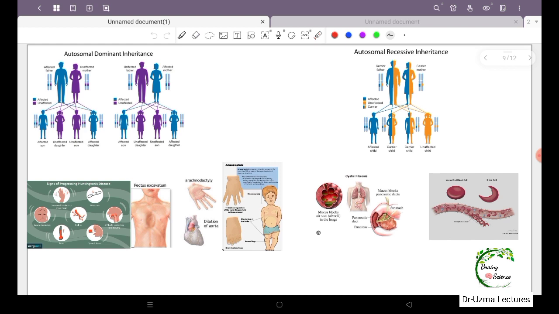In autosomal recessive inheritance, this is a cystic fibrosis case, where mucus blocks the air sacs of the alveoli, as a result of which the person won't be able to breathe properly. And the other case is what? This is sickle cell anemia, where the shape of the red blood cells has been changed into a sickle shape.